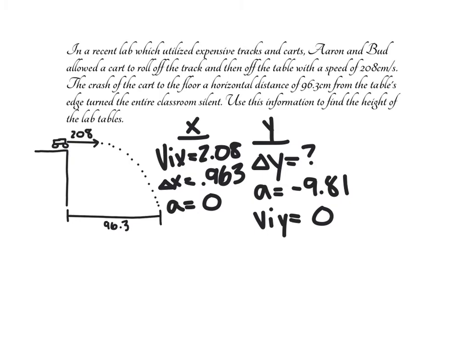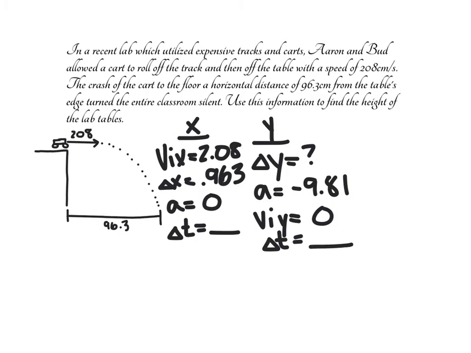And in the y direction, I'm looking for the height, but I don't have enough information to solve that. I need to know 3 different things, and I only know 2. In the x direction, though, I have 3 things. I could find the time and then use that exact same time over here in the y direction.